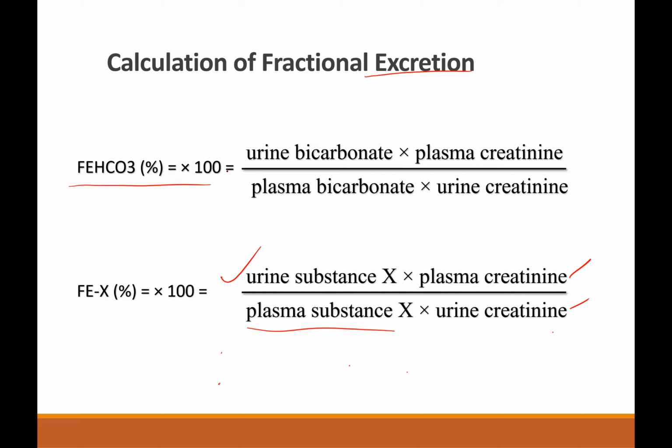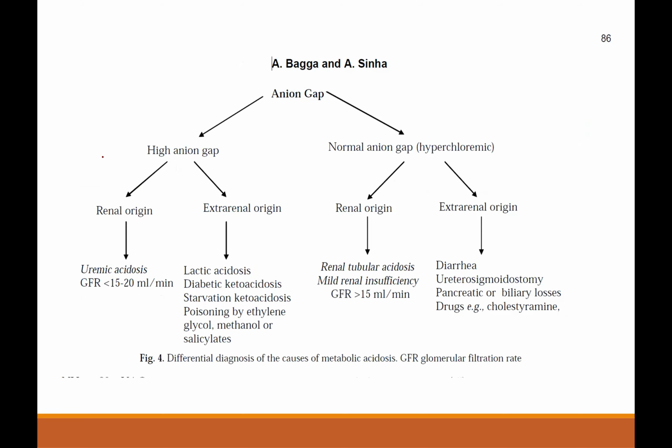How do I do that? Get the urine bicarbonate, get the plasma bicarbonate, and get the urine creatinine and the plasma creatinine. Urine bicarbonate into plasma creatinine divided by plasma bicarbonate into urine creatinine is called the fractional excretion. How is it important? We will see fractional excretion of bicarbonate, fractional excretion of phosphate, and excretion of sodium in case of aldosterone and so on. So these are some of the important things. For RTA, these two are important, phosphate and bicarbonate. Now, the algorithmic approach.